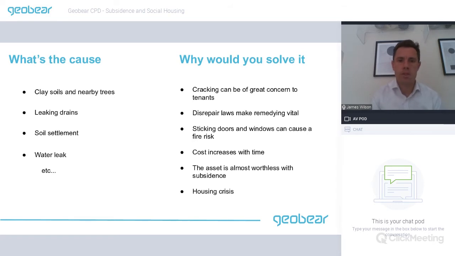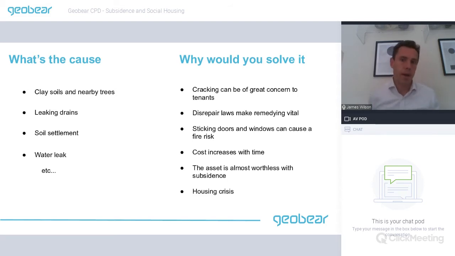And then why would you solve it, I suppose? Well, it's unsightly. If you ever had it in your own house, it's unsightly, and people have a huge concern. People think the house might fall down. It very rarely happens, but it's a great concern to a lot of people who live there.